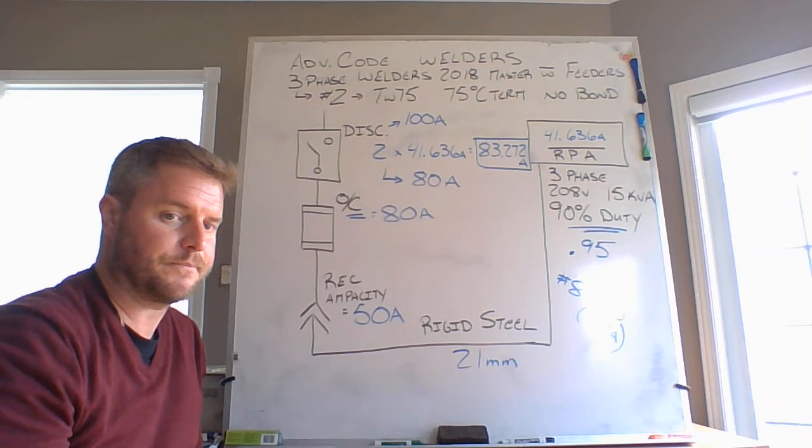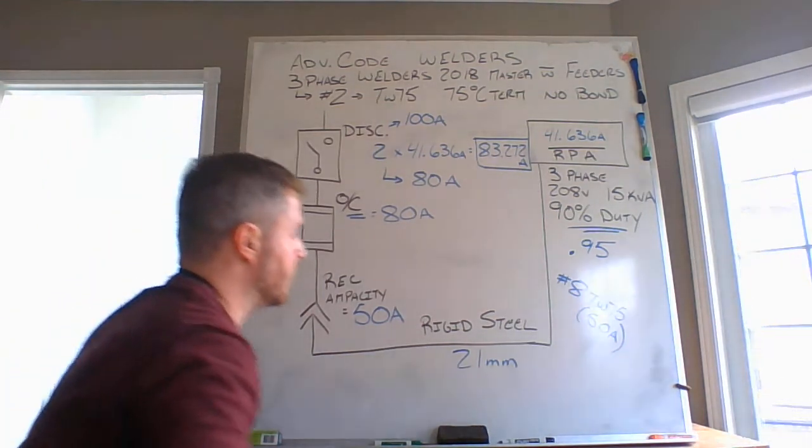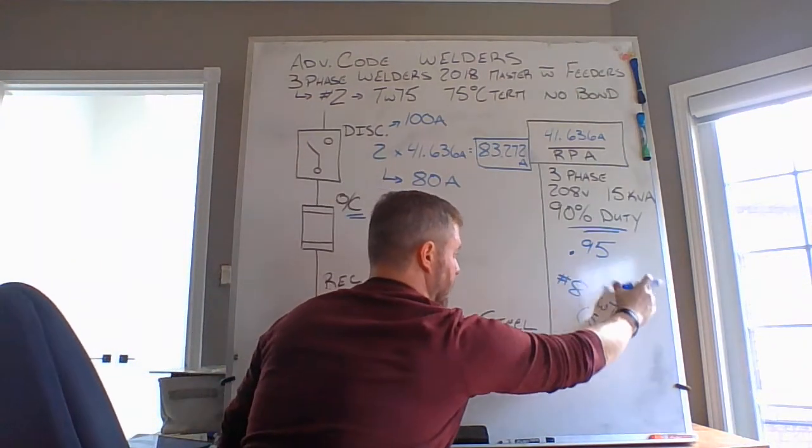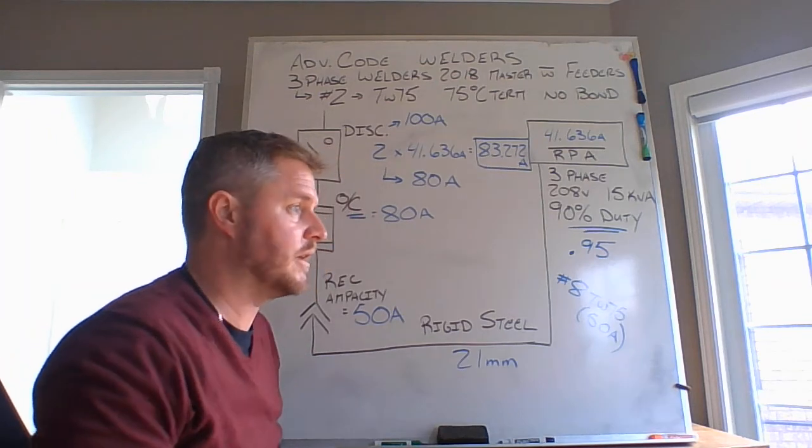Okay. Now would be a good time. Oh, there's a glare on that. That's number 8 over here. I'm sorry, there's a glare there. That's number 8 TW75. That's your installed conductor ampacity and gauge.